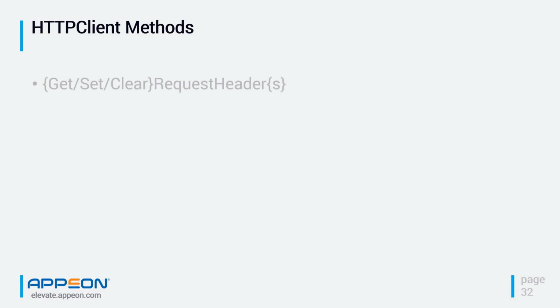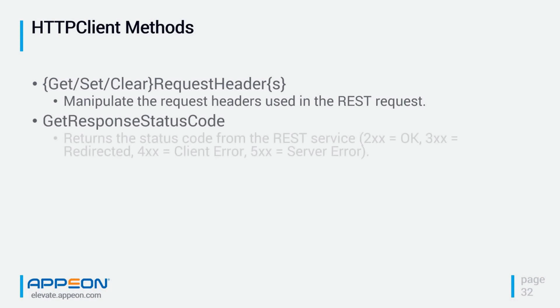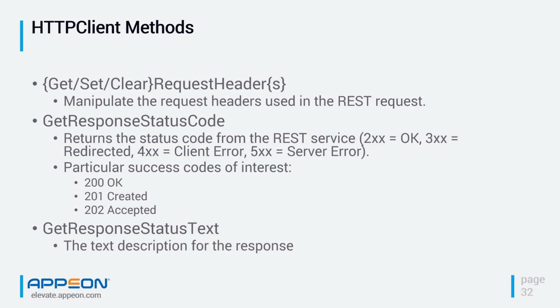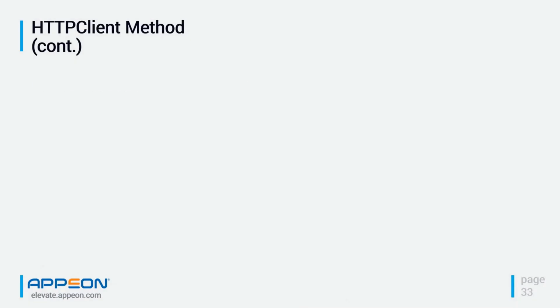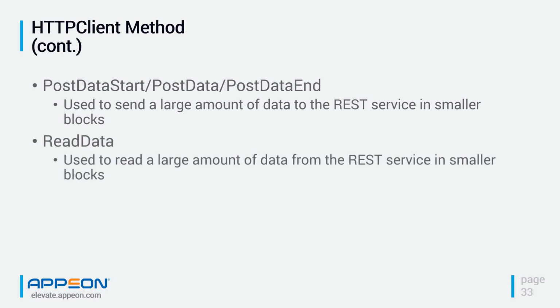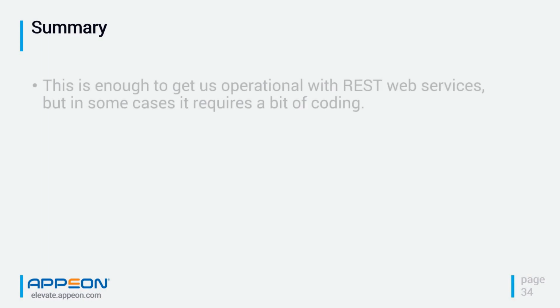So we get to the methods. That's the same as the REST client, where you've got the ability to set the request headers and the checking of the response status code and the status text. But there are some additional methods, once again. Post data start, post data end. That's for sending large amounts of data in batches, in chunks, rather than as one large block. And then read data, which is used to read large amounts of data from a REST service in blocks. Okay, that's it for now.